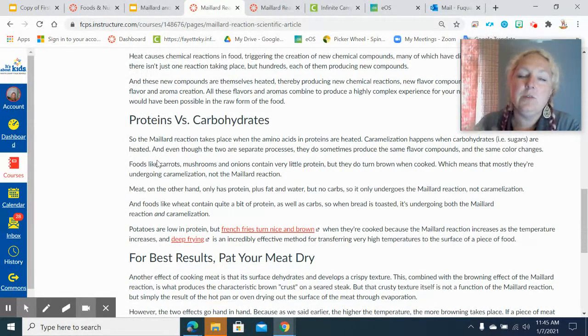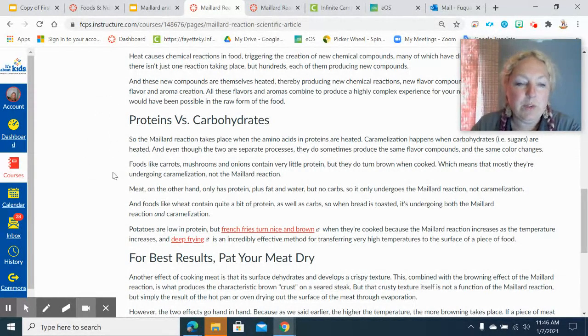Now, I am not going to ask you to break down the chemical components or compounds or go into the chemistry side of it, but just to understand the definition, what they are, and then how we create them and what foods create them. That's ultimately for culinary what I want my students to know and understand. So proteins versus carbohydrates: carbohydrates undergo more of the caramelization from earlier in this lesson, and the Maillard is more on the proteins and the amino acids.